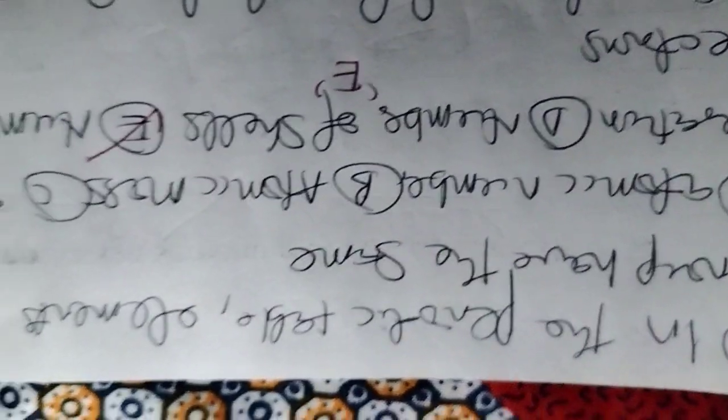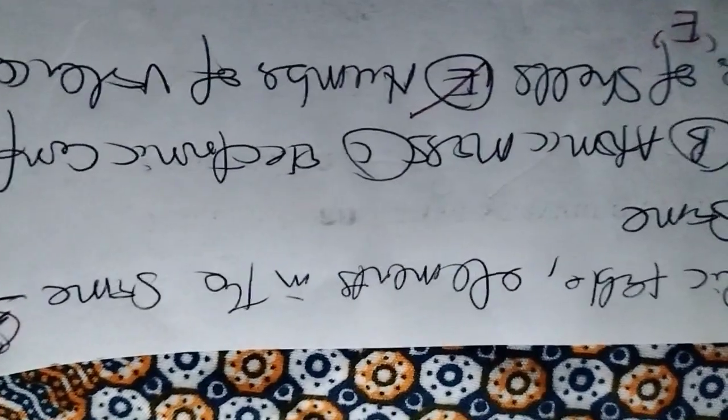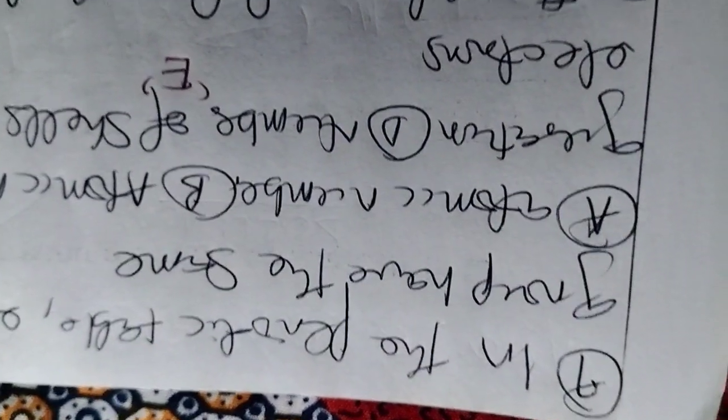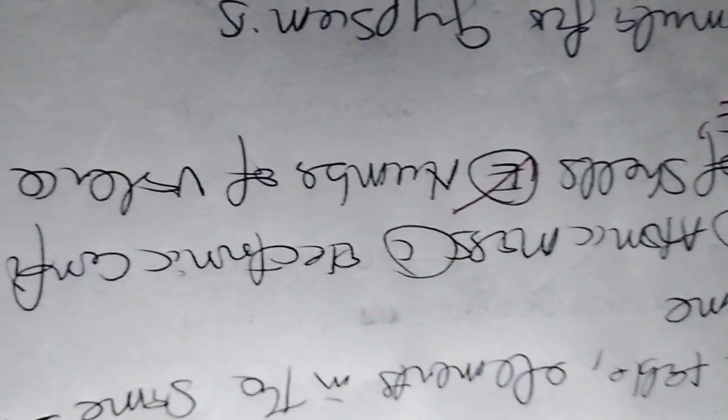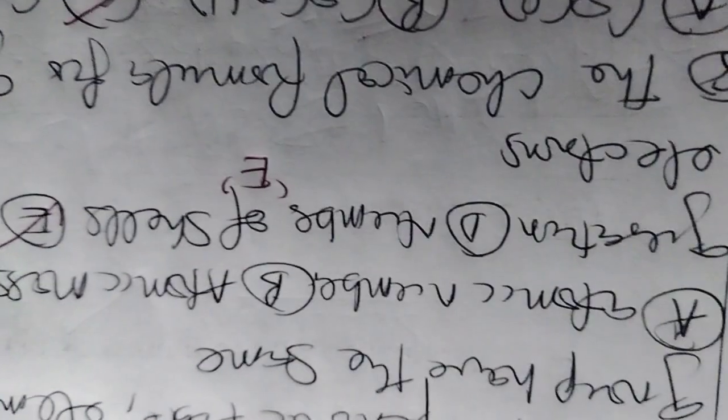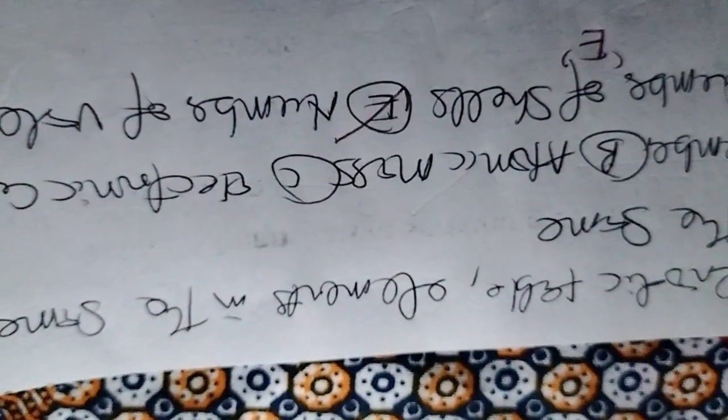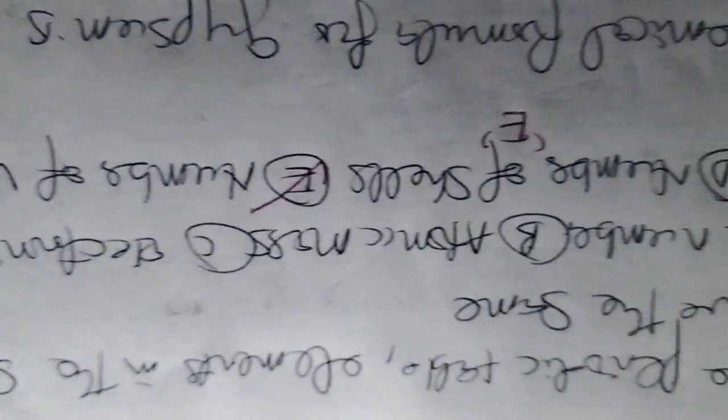Number 7. In the periodic table, elements in the same group have the same A, atomic number, B, atomic mass, C, electronic configuration, D, number of shells, E, number of valence electrons. The answer is E. Elements in the same group have the same number of valence electrons. So number 7 is E.